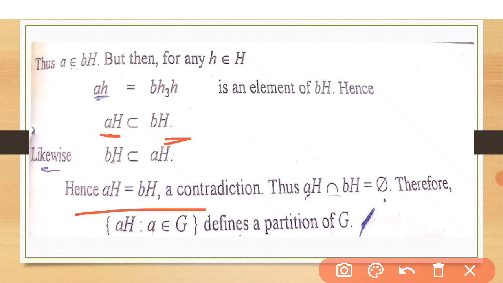So, this was a contradiction. We defined that these are distinct, but they are not distinct, they are the same. So AH intersection BH is not equal to X, which I supposed; it is equal to phi, that is, the empty set. Therefore, all the left cosets or right cosets make a partition of G. Here the proof ends. Thank you so much.